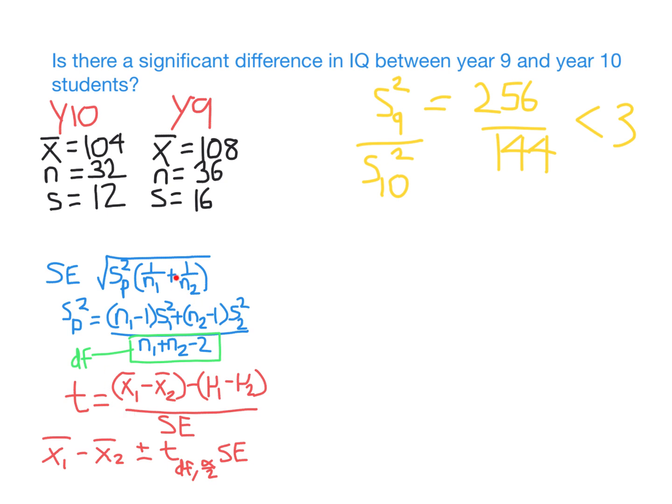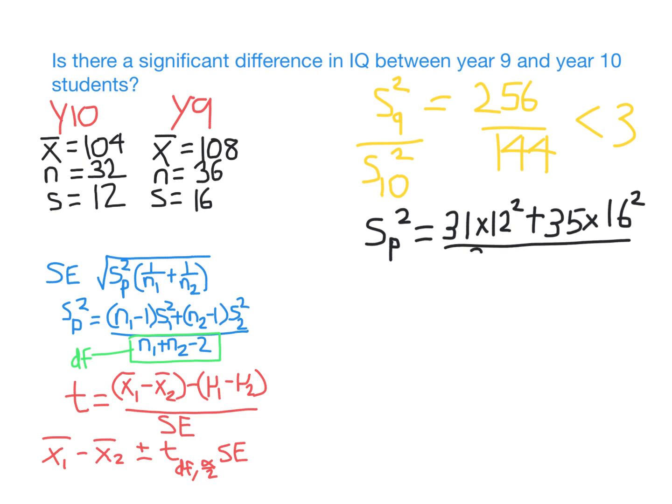The formula is here. So the first thing we're going to do is calculate this. This is called the pooled sample variance. So here, N1 refers to number in the first group, year 10s, N2 the number in the second group, year 9s. So N1 minus 1 is 31, multiply that by the variance of the first group, and then we plus N2 minus 1 by the variance of the second group. On the bottom is N1 plus N2 minus 2. So if we put that on our calculator, we get about 203.39.